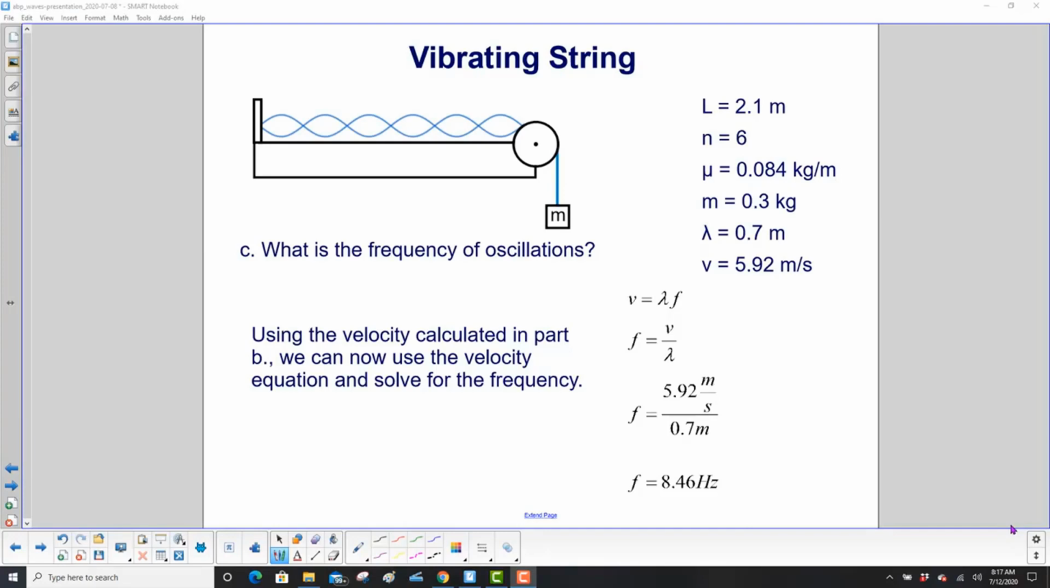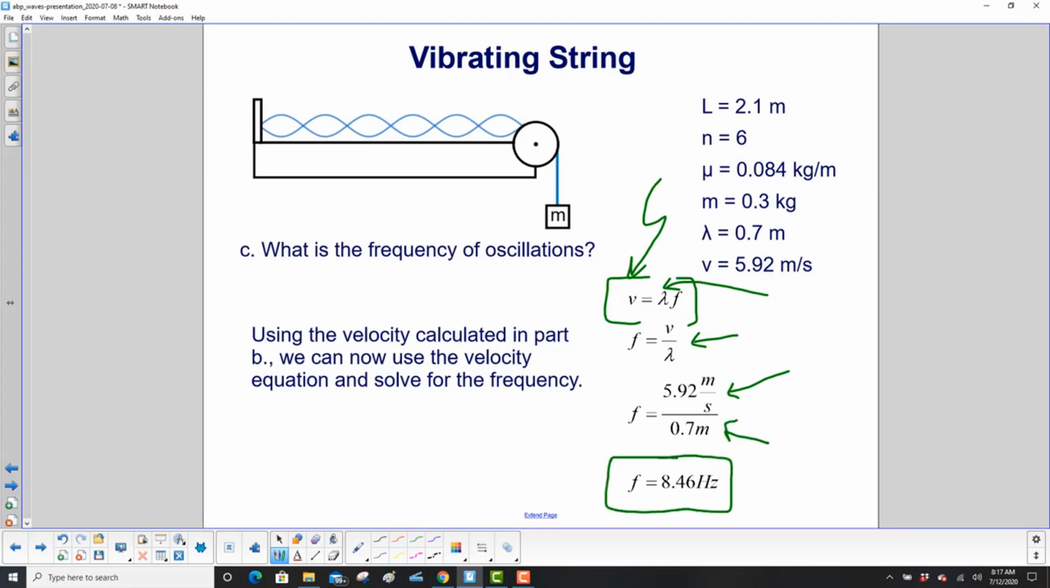What is the frequency of oscillations? Well, we have our velocity is wavelength times frequency. We just calculated the velocity, and we know the wavelength. We calculated that too. So now what we have to do is isolate frequency by dividing both sides by lambda, plug in our value for velocity and the wavelength that we found, and we get the fixed frequency is 8.46 hertz.